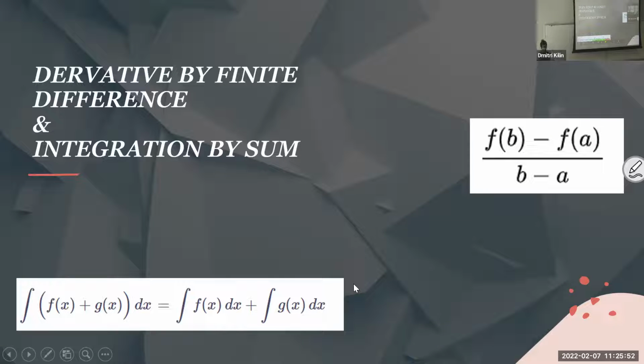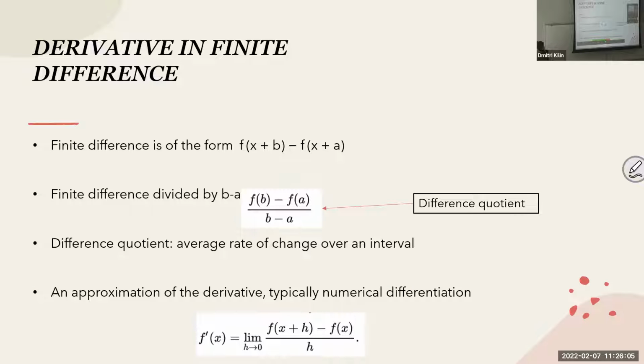Okay. Good morning, everyone. I will be speaking about the derivative by finite difference and integration by sum. So a finite difference is a mathematical expression of this form. And when it's divided by the difference of the constants that are present in the function, it's called a difference quotient. Now, a difference quotient is the average rate of change of a function over an interval. Now, the finite difference is an approximation of the derivative, and it's typically a numerical derivative. Here I have an approximation of the derivative using the concept of finite difference as the limit of h goes to zero.